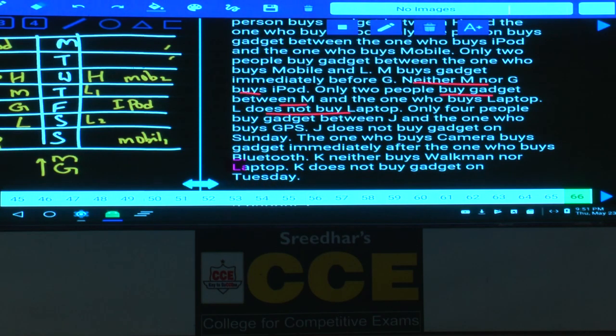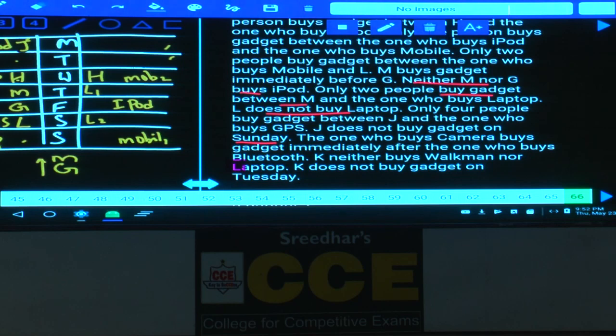And only 4 people buy gadget between J and the one who buys GPS. J and GPS, if J is here, 1, 2, 3, 4, GPS must be here, isn't it? Or if J is here, 1, 2, 3, 4, GPS can be here. There are 2 possibilities in this one. And J does not buy gadget on Sunday. As J does not buy gadget on Sunday, hence J must be on Monday, isn't it? If J is on Monday, 1, 2, 3, 4, and this must be GPS.